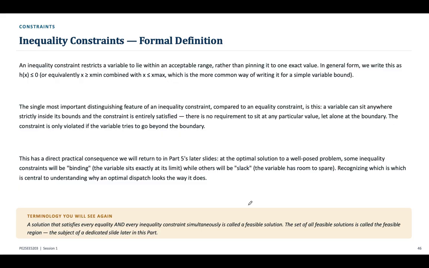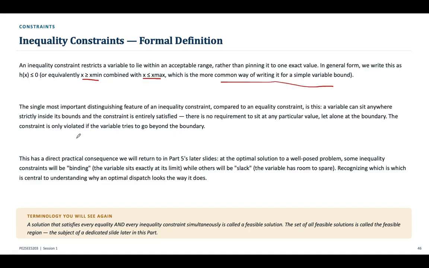Well, so h of x greater than x minimum, that is the minimum value of x, combined with h of x lesser than or equal to h maximum. Okay, so which is the more common way of writing it, or simply variable bound.